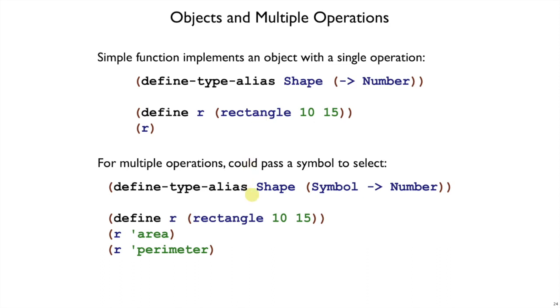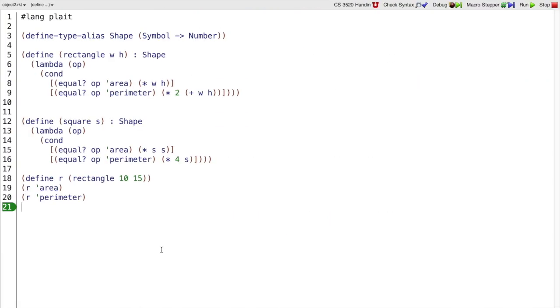So to try that idea out, we're going to change our notion of shape from a function that just always returns a number to a function that takes a symbol and returns a number, a different kind of number depending on the symbol. The symbol could be the area symbol or the perimeter symbol to get the area of the rectangle or the perimeter of the rectangle. If we try that out, it looks like this.